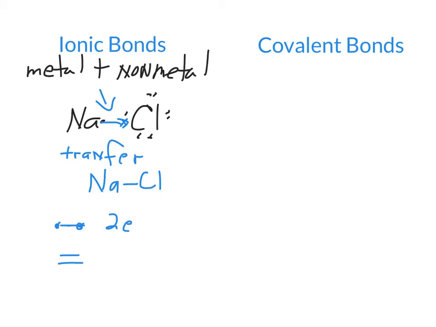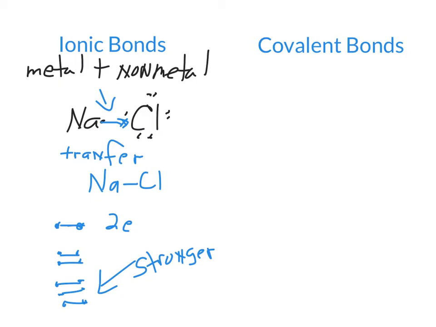If you have 2 bonds, that means you have 4 electrons. If you have a triple bond, that means you have 2, 4, 6 electrons. So the more bonds you have, the stronger your bond is going to be. Think of it as like a pencil. If you put 1 pencil and you break it, or if you put 3 pencils together and then you try to snap them and break it, it's going to take a lot more energy to break the 3 pencils together. Okay, so think of it that way.